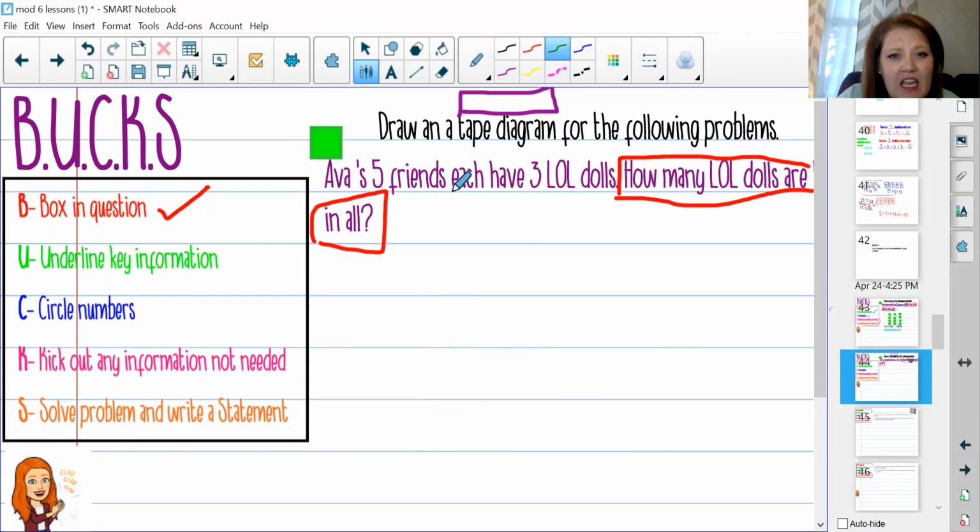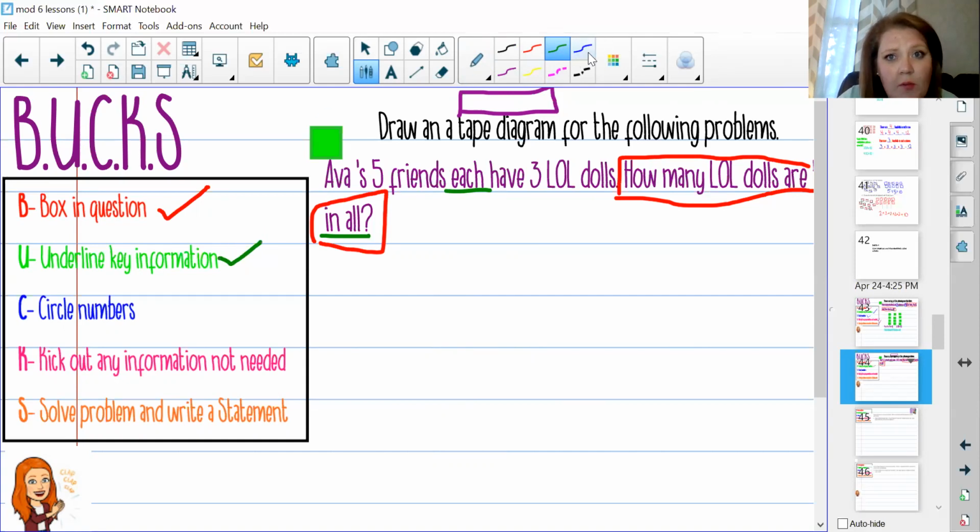Ava's 5 friends each have 3 LOL dolls. How many dolls are in all? In all is going to be another indicator of what we're going to do, if we're going to add or subtract. All right, we got our underlining done.